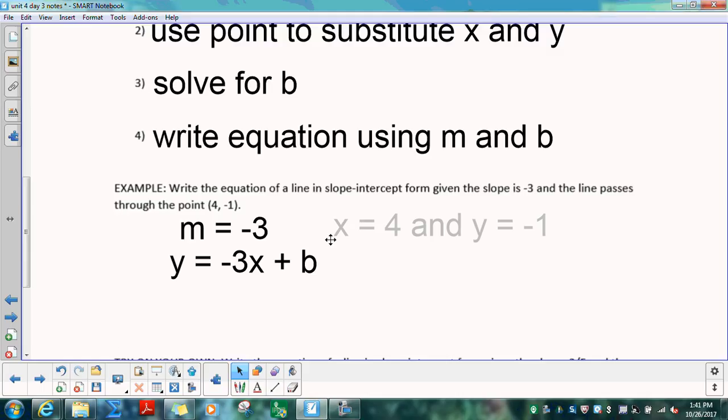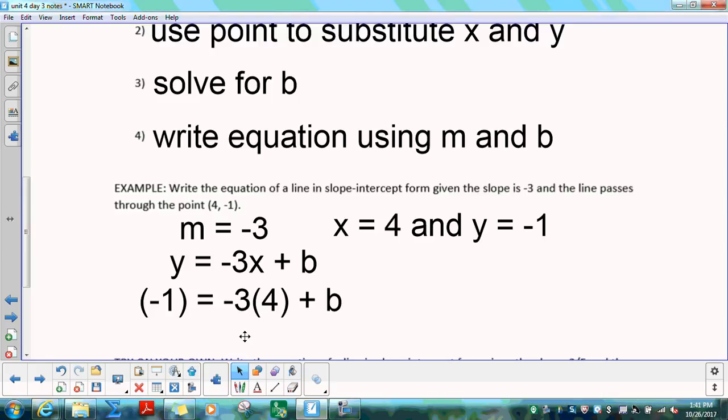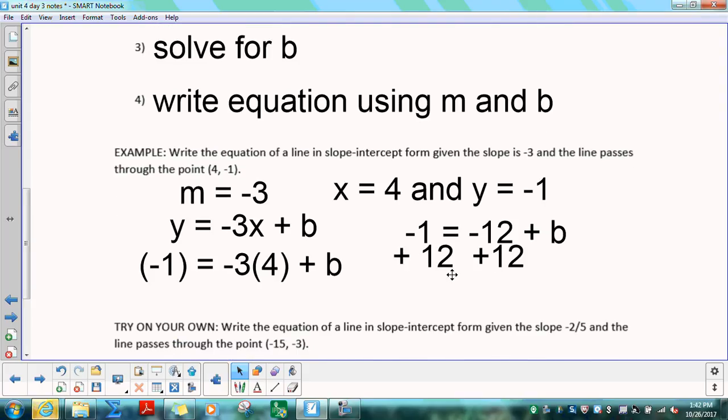Okay? So that's what x and y is. So we plug it in. So it's -1 equals -3 times 4 plus b. So it comes out to be -1 equals -12 plus b. We add 12 to both sides, telling us that b is 11.